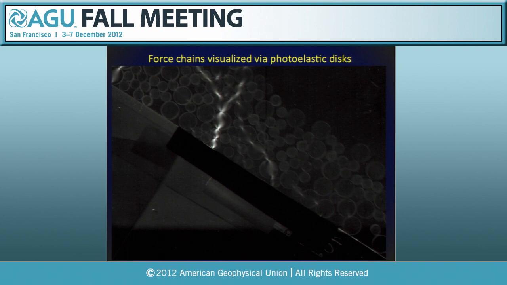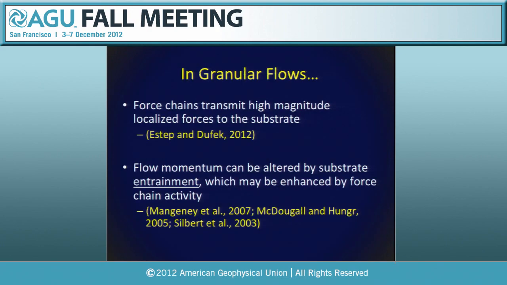And so what you can clearly see here in this more vertical lineament is a primary force chain. And then we see here what we consider a secondary member force chain. And then everything else basically would be considered spectator particles. And the implication here is that these force chains transmit high magnitude localized forces to the substrate, and further that the flow momentum can be altered by entrainment, and that the entrainment mechanism may be enhanced by force chain activity.